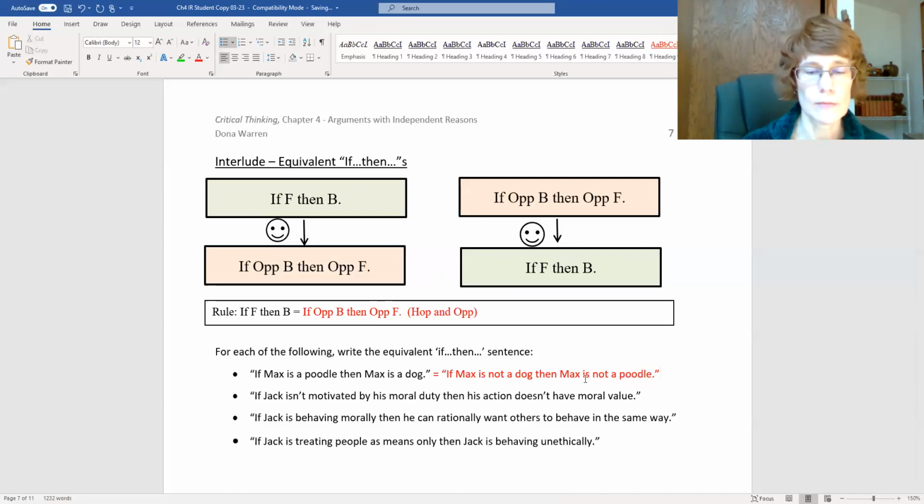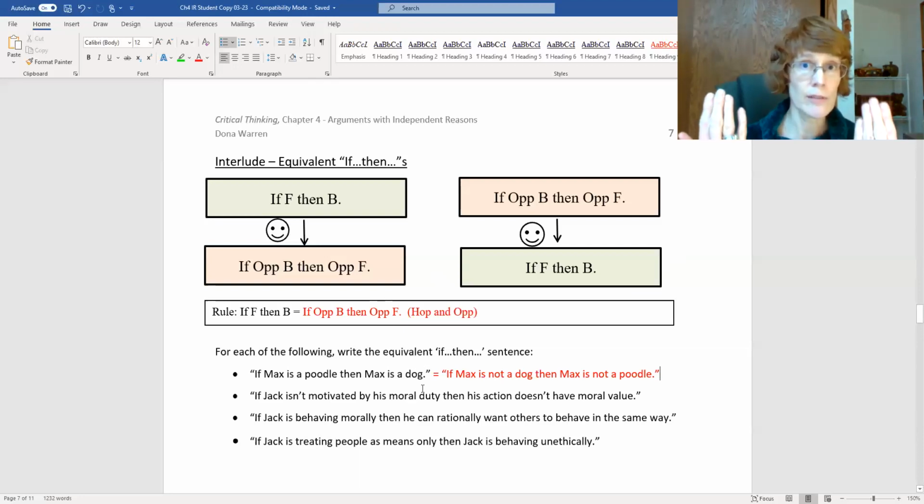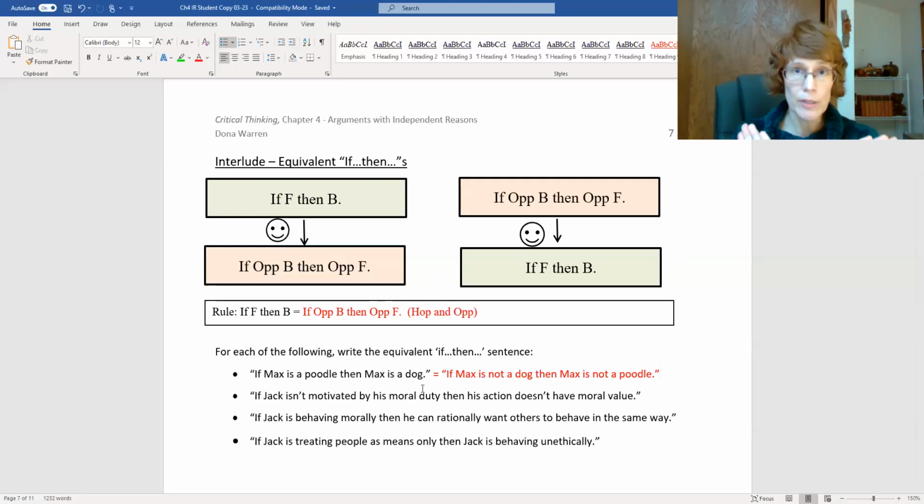Let's just take a look at that. If Max is a poodle, then Max is a dog. That's true, right? If Max is not a dog, then Max is not a poodle. That's true too. If Max isn't even a dog, Max can't be a poodle. So you see, it gives us another true sentence. If we take a true if-then and we contrapositive it, or hop and op it, we're going to get an equivalent if-then, which of course will also be true.